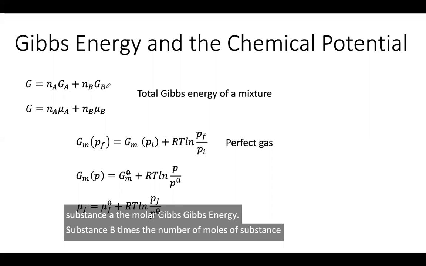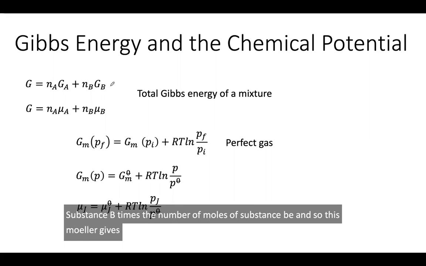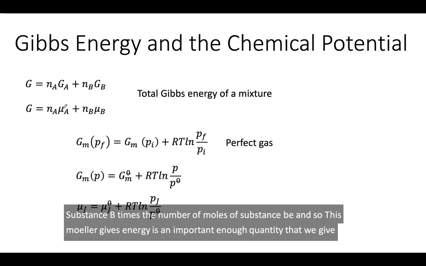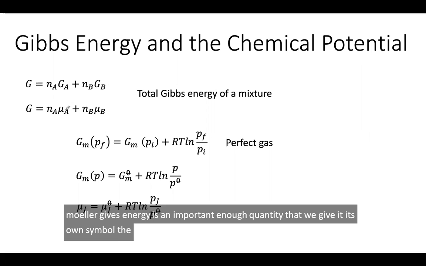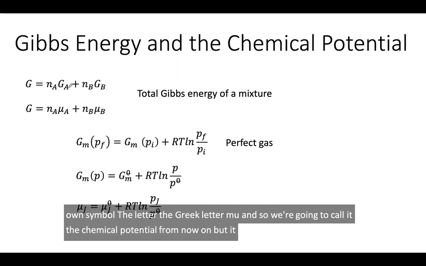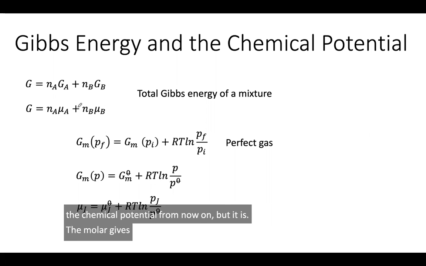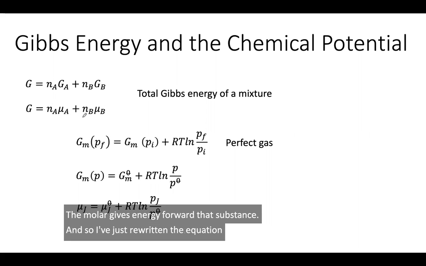And so this molar Gibbs energy is an important enough quantity that we give it its own symbol, the Greek letter mu. And so we're going to call it the chemical potential from now on, but it is the molar Gibbs energy for that substance. And so I've just rewritten the equation using this new symbol.